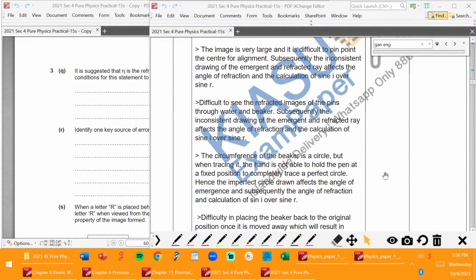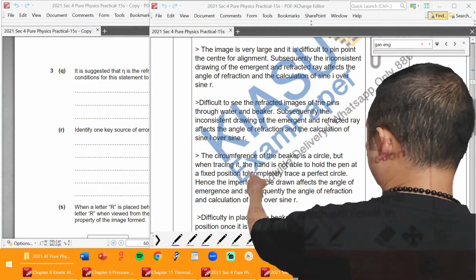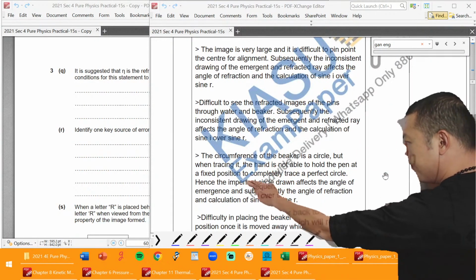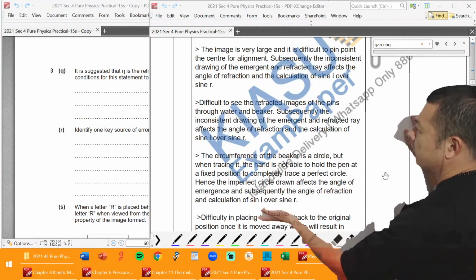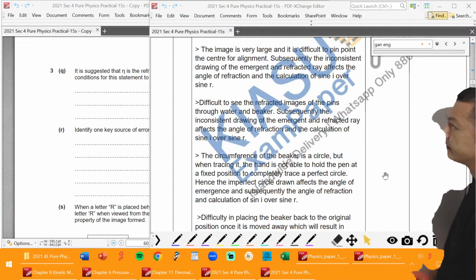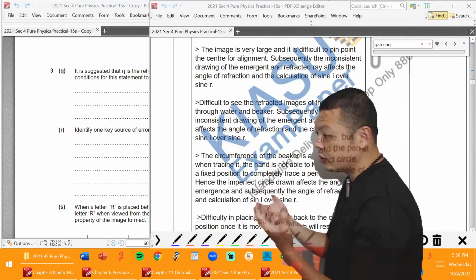Well, you can just say that the pencil is not infinitely thin, so when placing the glass block back onto the paper, it may be slightly misaligned. The lines are not perfect. Then you see down here, imperfect circle drawn, and things like this. These are all okay, so you just choose one.